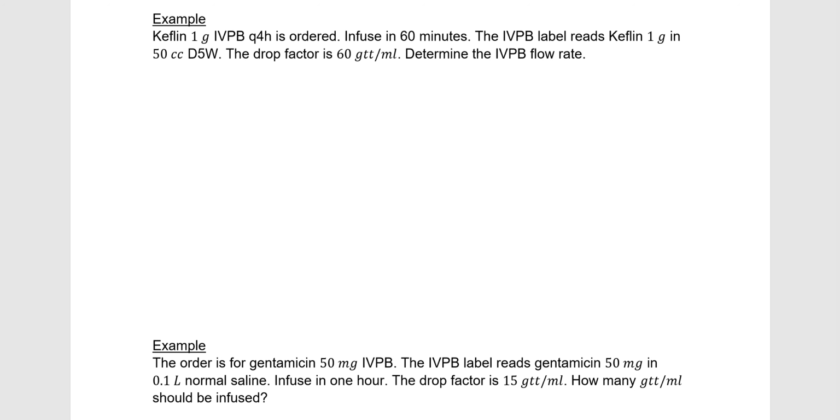Okay, so we have Keflin 1 gram IVPB every 4 hours is ordered, infused in 60 minutes, and the piggyback label reads 1 gram in 50 cubic centimeters, 5% dextrose in water. The drop factor is 60 drops per milliliter, and we want to determine the piggyback flow rate.